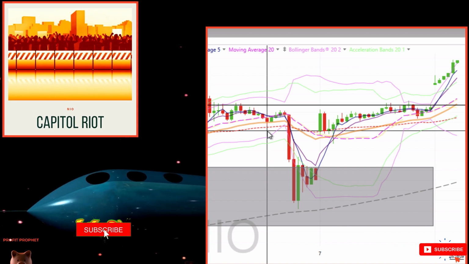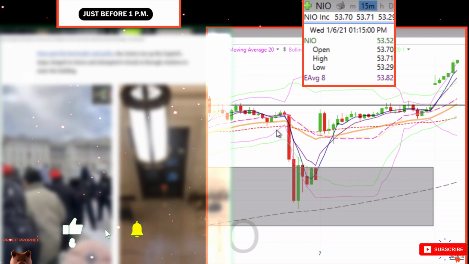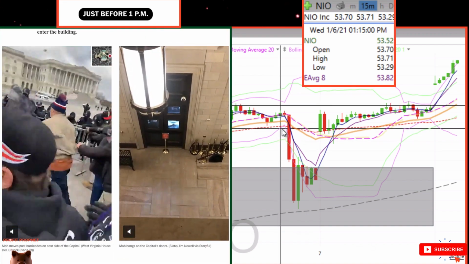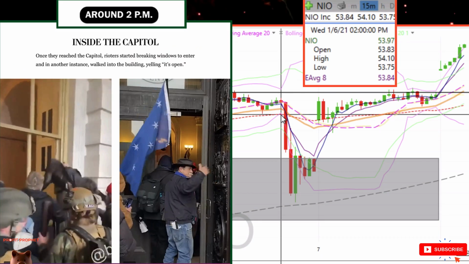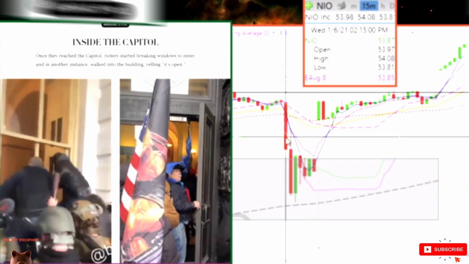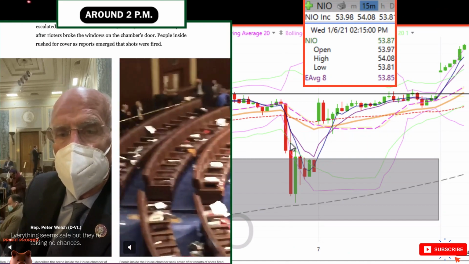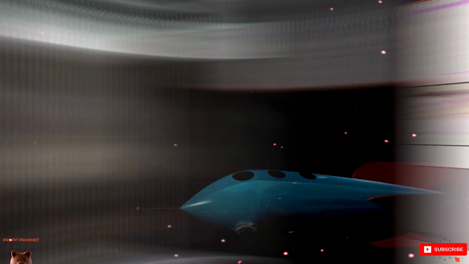Here's a 15-minute chart of NIO's share price. At about 1:15 p.m. on January 6th, share price begins to decline. Around 2 p.m., rioters gain entry into the Capitol building, and shortly after 2 p.m., Capitol Police ordered all staff, reporters, and nearby senators into the Senate chamber. The sell-off lines up with the Capitol protest and can be found in most other stocks.